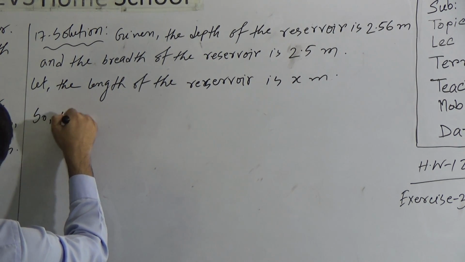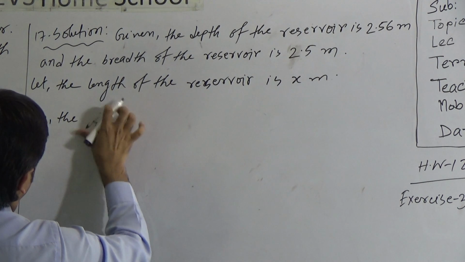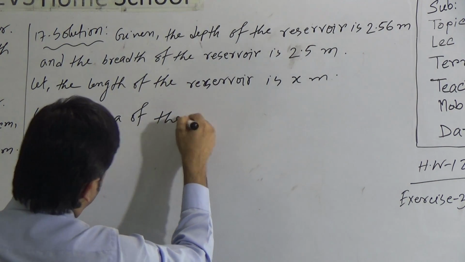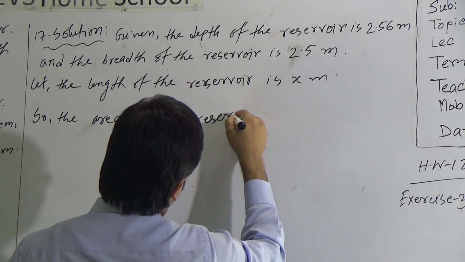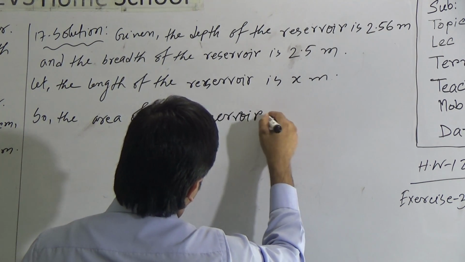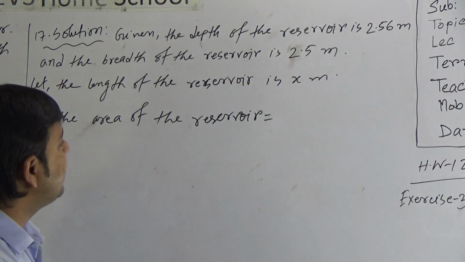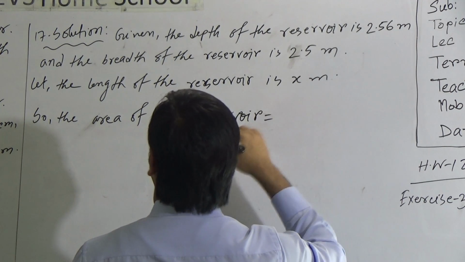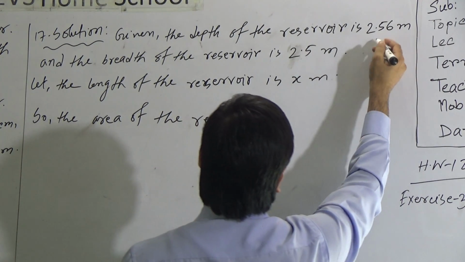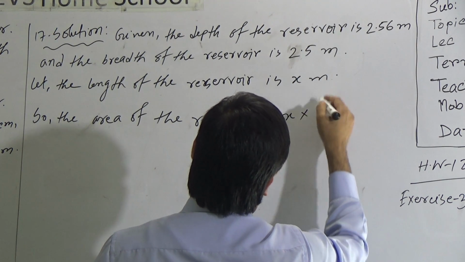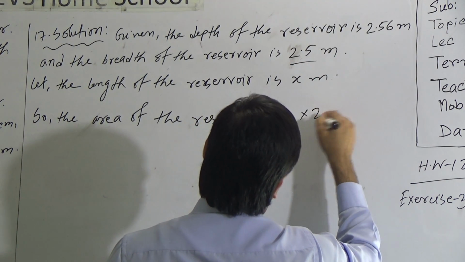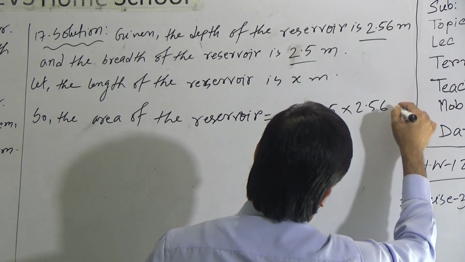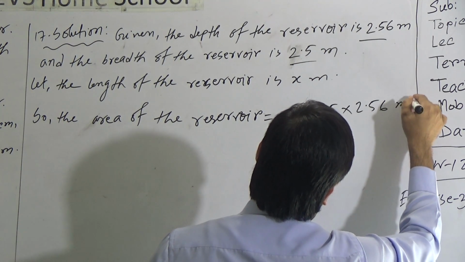So the volume of the reservoir will be equal to the product of length, breadth and depth. So we can write here the product of length, breadth and depth. Here length is x, multiply breadth is 2.5 and depth is 2.56. This will be cubic meter.